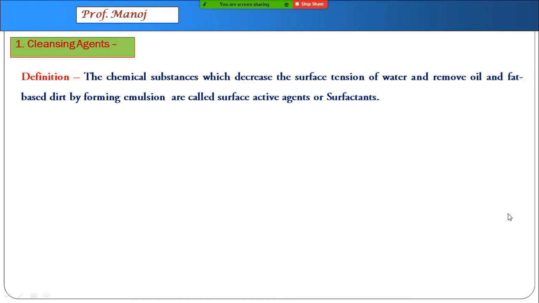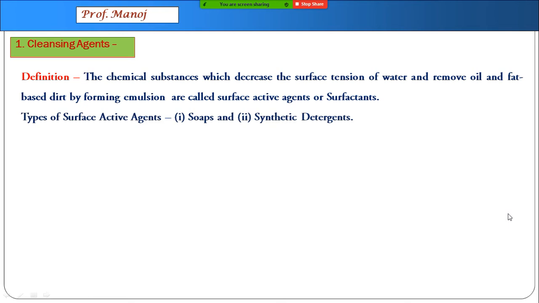The chemical substances which decrease the surface tension of water and remove oil or fat based dirt by forming emulsions are called surface active agents or surfactants. In simple language, detergents or even soaps, their prime function is first of all to decrease the surface tension of water. Once the surface tension of water is reduced, the material is able to give away dirt or oil based dirt very easily.